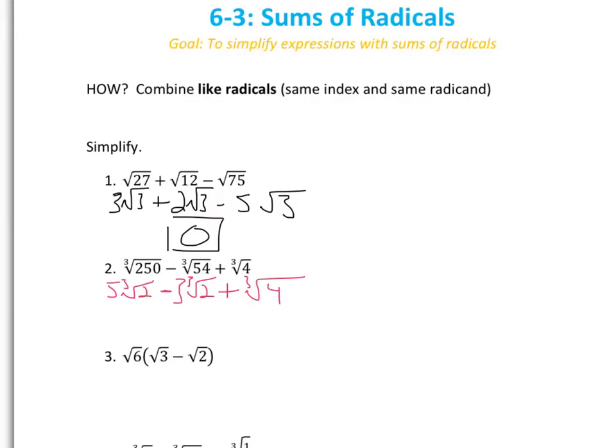Okay, so we see that we've got same indexes all throughout, same radicand for these two, but different radicand for that one. So that means we can combine these two, but you can't combine this last one. So we do the 5 minus 3, and we get 2 times the cube root of 2. And we just leave the cube root of 4 the way it is. That's the most simple we can turn that one.